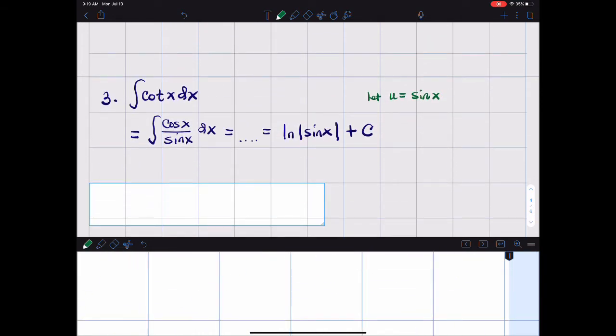All right, and then number 4, I would want you to try also cosecant of x dx.